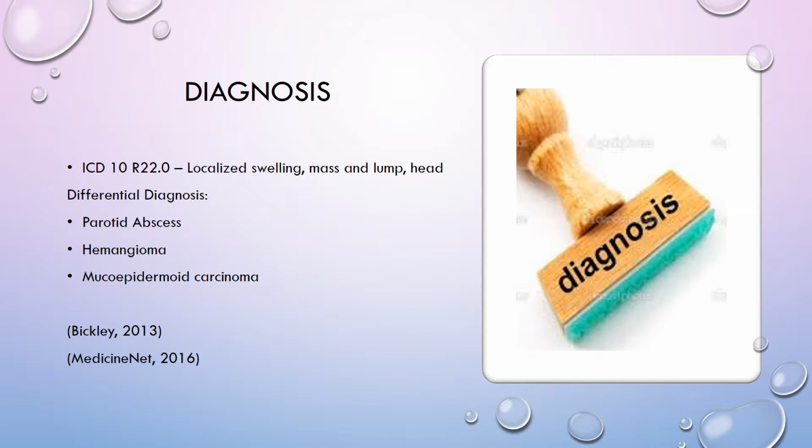Diagnosis. A working diagnosis is made using the highest level of explicitness and certainty that data allow. The primary diagnosis correlates with the clinical findings of the swelling to the face. The diagnosis that we came up with was localized swelling, mass, and lump of the head, ICD-10 R22.0. Because we were unable to differentiate if the swelling is indeed a mass, this was the diagnosis we came up with.